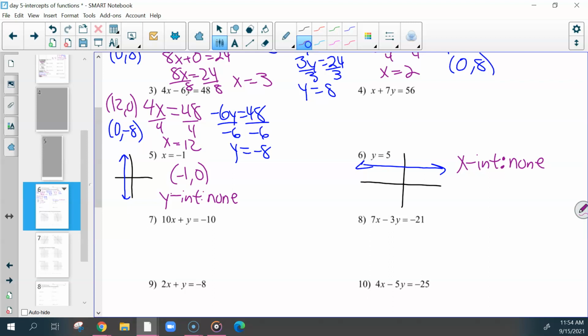But what would the y-intercept be? 0, 5. So with y or x equals just a number, it depends. If it's y equals a number, you won't have an x-intercept unless it looks like this.